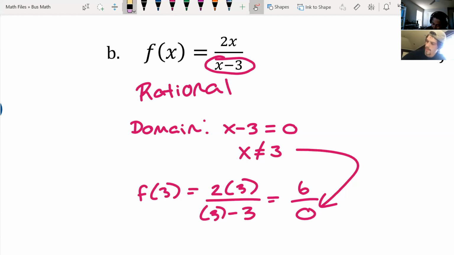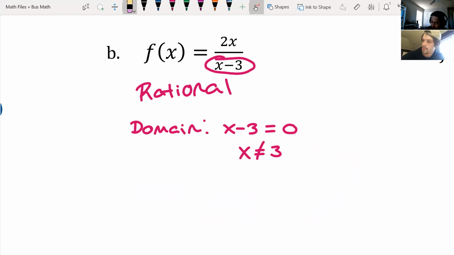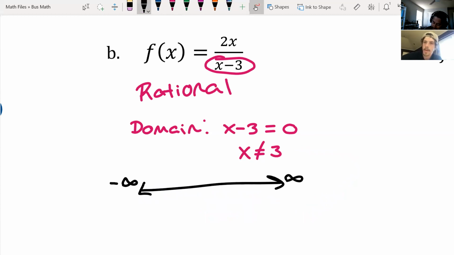Good. But now we have to put this into interval notation. To help you put it into interval notation, I'm just going to draw a number line. We've seen number lines before. My number line is going to start at negative infinity and end at infinity. And right in the middle, I'm going to put 3 with an open circle, because we cannot be equal to 3.